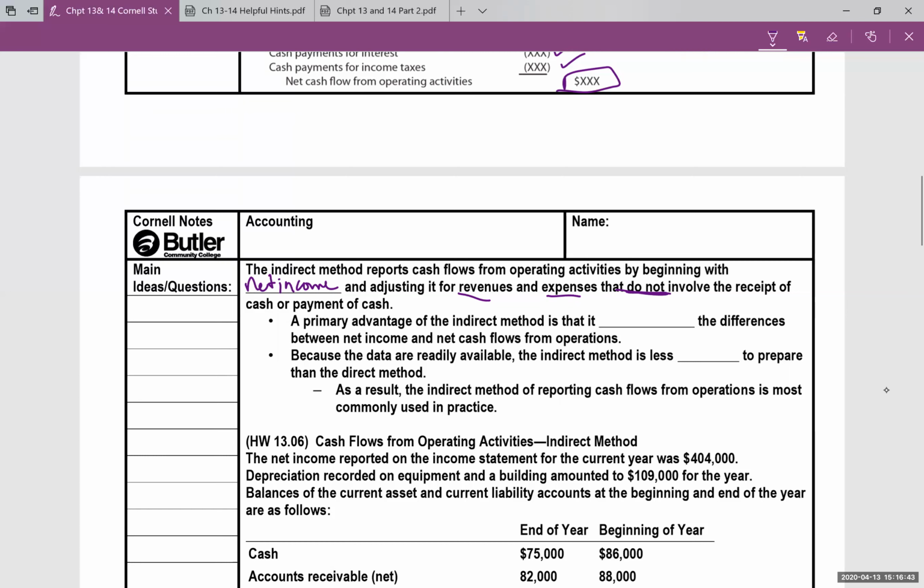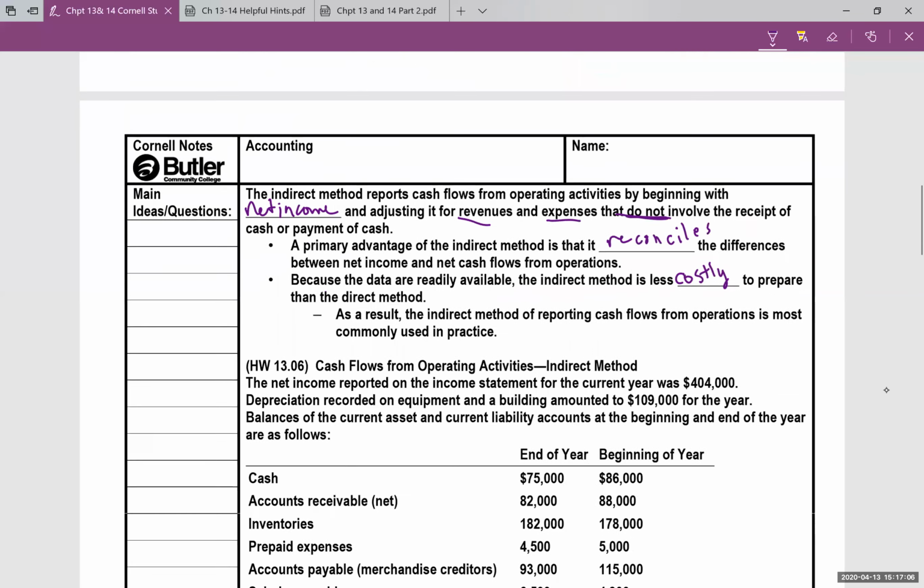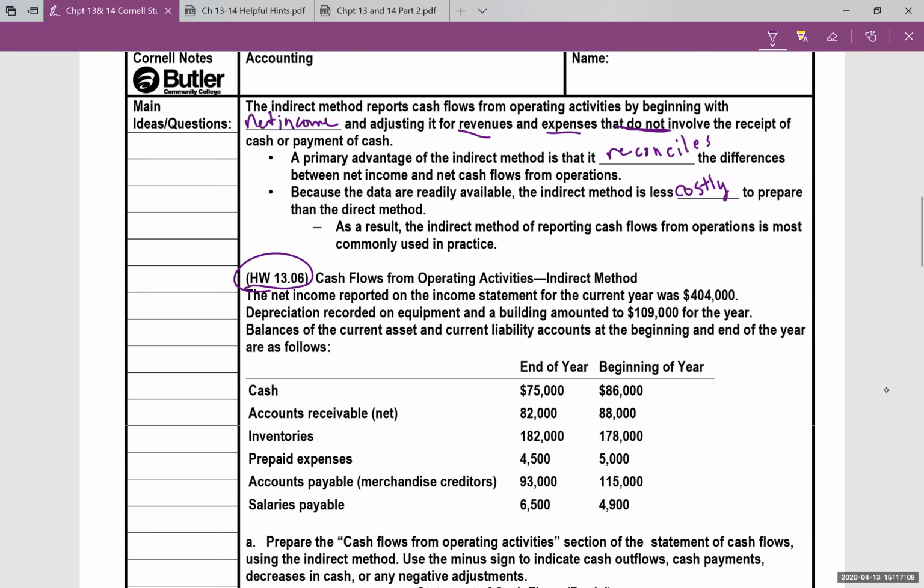Anyway, the primary advantage of this indirect method is that it reconciles the differences between net income and net cash flows. And the data is very available. So the indirect method is less costly. So as a result, you're going to see the indirect method a little more commonly used. So let's jump into homework 1306.